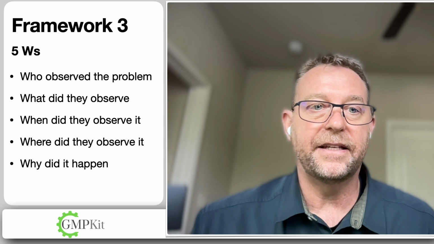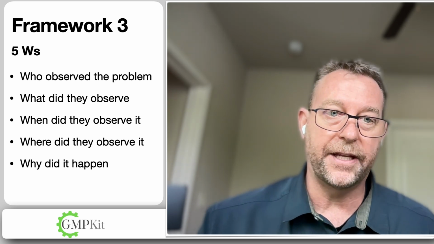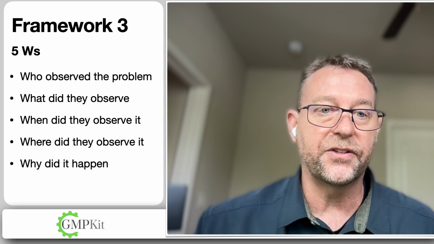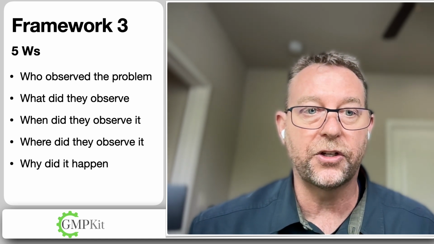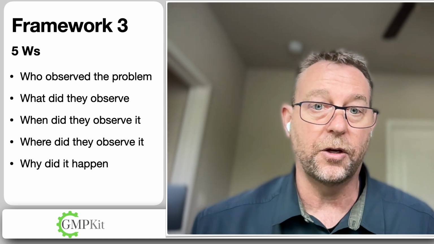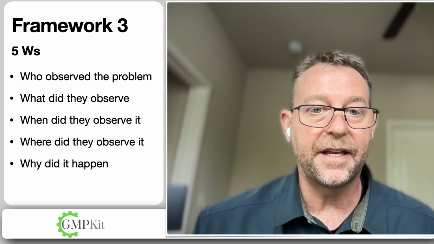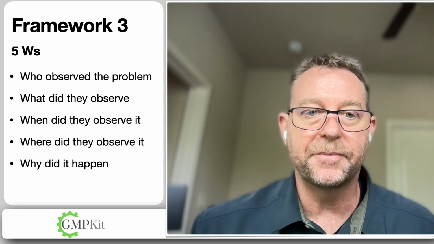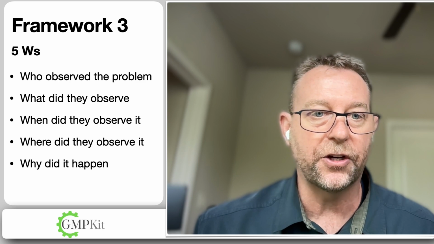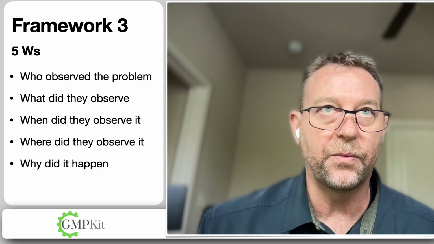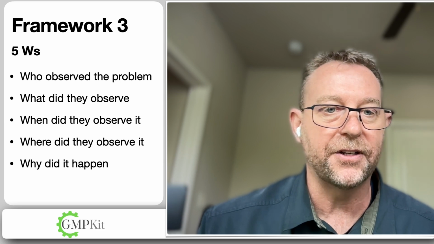I'm going to check what I've written, and I'm going to run down the 5 W's. So the first thing I'm going to ask is who observed the problem. I want to make sure who's in there so that people can get back to that person and ask questions if they need to. What did they observe? Typically, you capture that in the object defect, but I'm going to check that just to make sure. When did they observe it? Time is important. So when was the problem discovered?